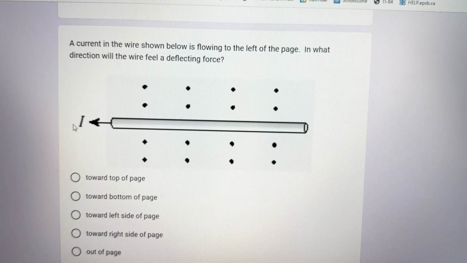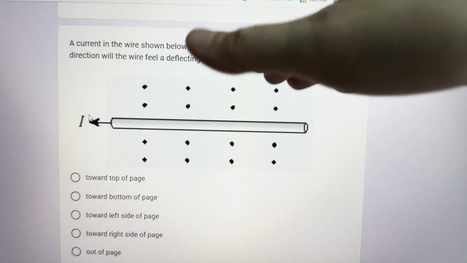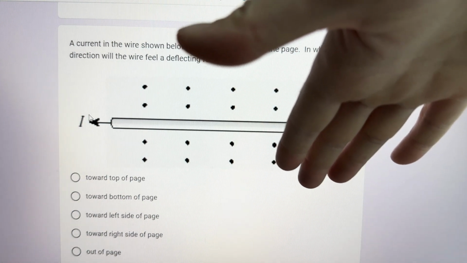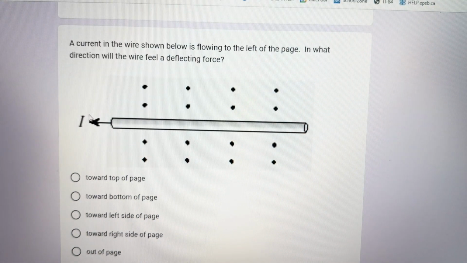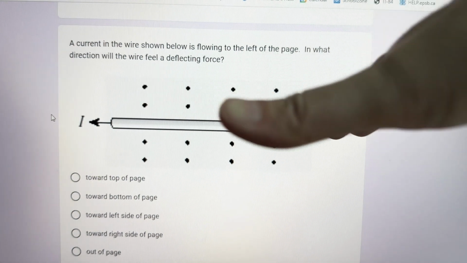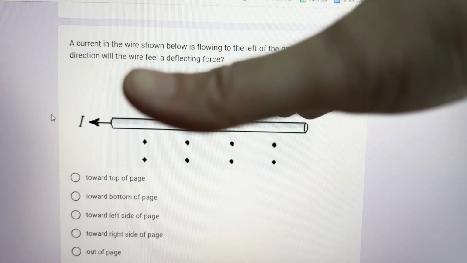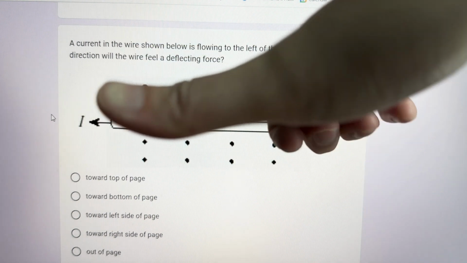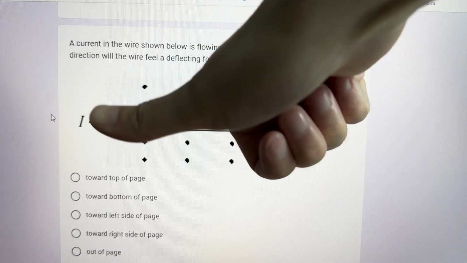Now, current, again, is defined as how a positive charge would move. So I'll use my right hand for positive charge. Left would be for negative. So current is moving to the left side of the page. So I'll take my right thumb, point it to the left side of the page, matching the current there.